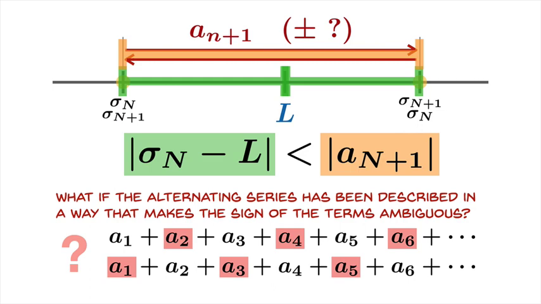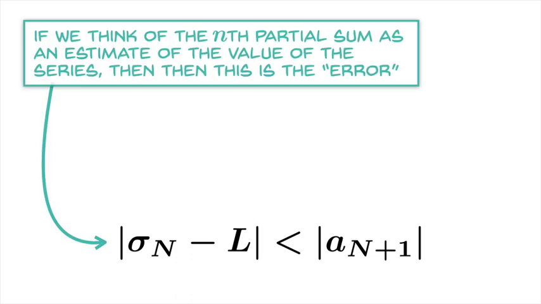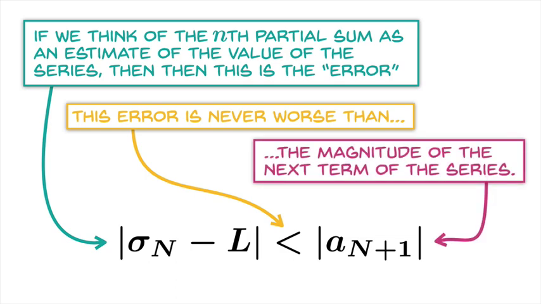So this error bound can be useful when your description of the series leaves you with some ambiguity about where you are, whether you've overestimated or underestimated. It's still going to work no matter which case you're talking about. So if we think of the nth partial sum as an estimate of the value of the series, then this is the error. And this relationship tells us that the error is never worse than the magnitude of the next term of the series. So as promised, this was the error-bound component of the alternating series test.